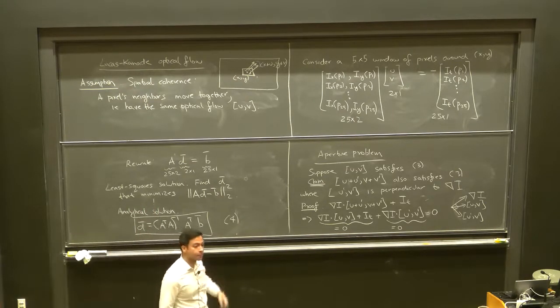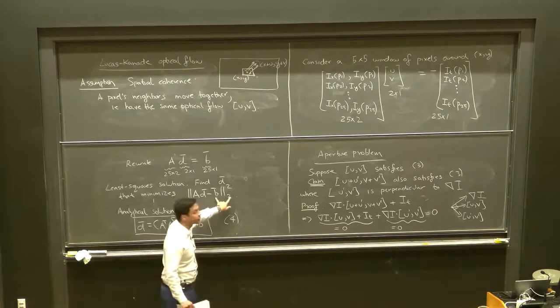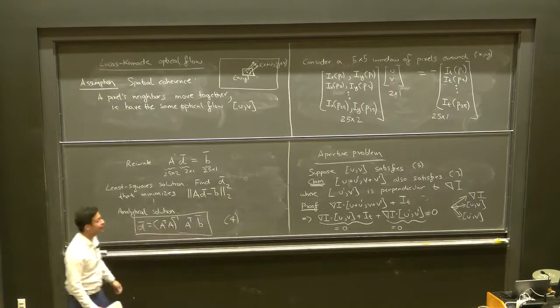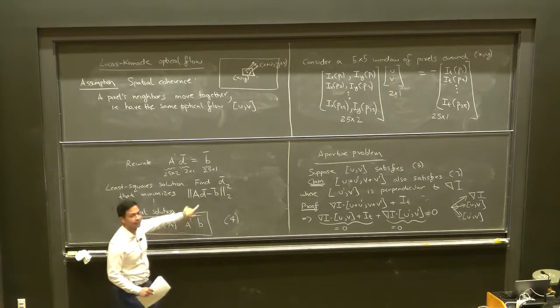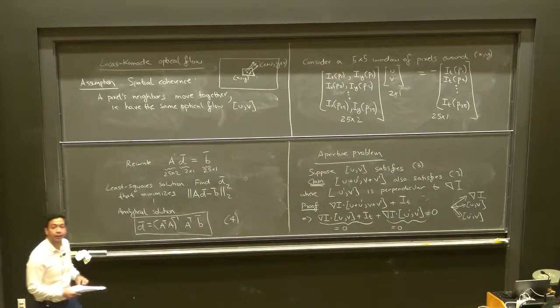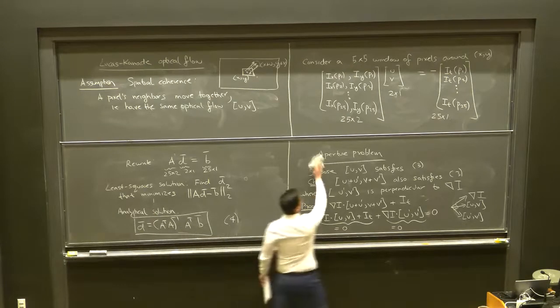Question: what is the subscript 2 in the equation? It's the L2 norm, just the usual notion of distance. So, Euclidean distance squared. Does that make sense? Good.